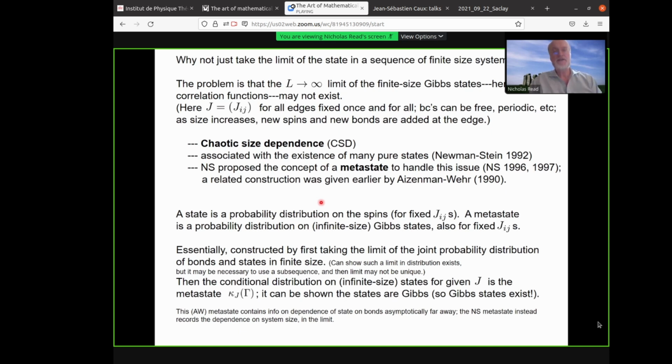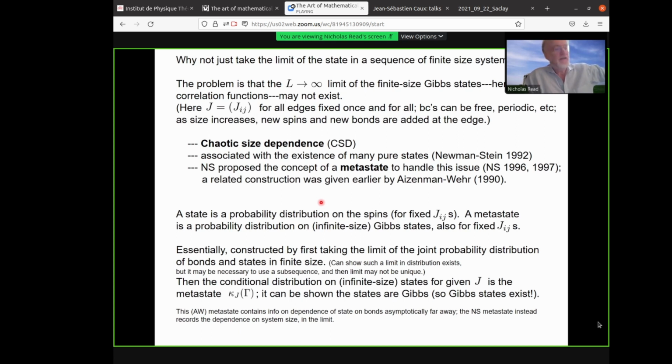So the fact that the limit may not exist is the phenomenon of chaotic size dependence. As we increase the size, the state may change to a different state and never settle down so that its correlation functions all approach some definite limit. And Newman and Stein connected this with the existence of many pure states. So they proposed the concept of a metastate. So by the way, NS stands for Newman and Stein. It does not stand for Neveu-Schwarz in this talk.